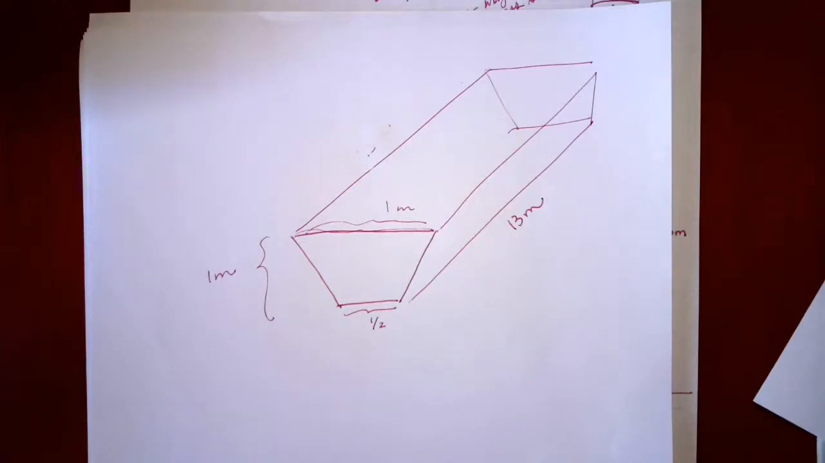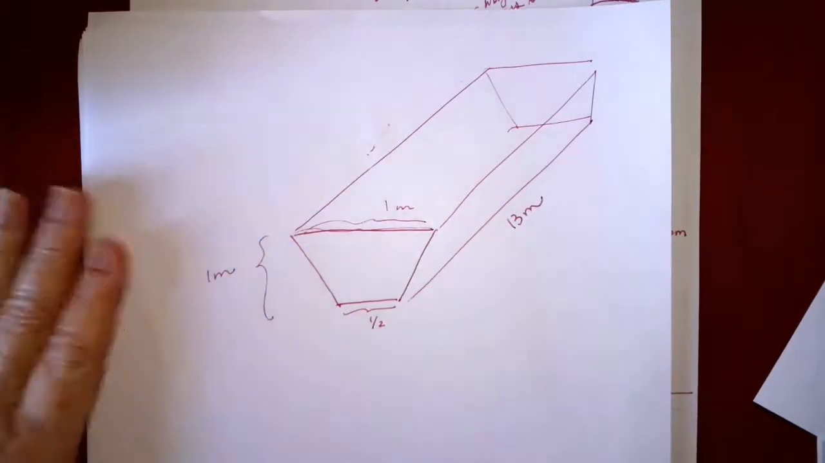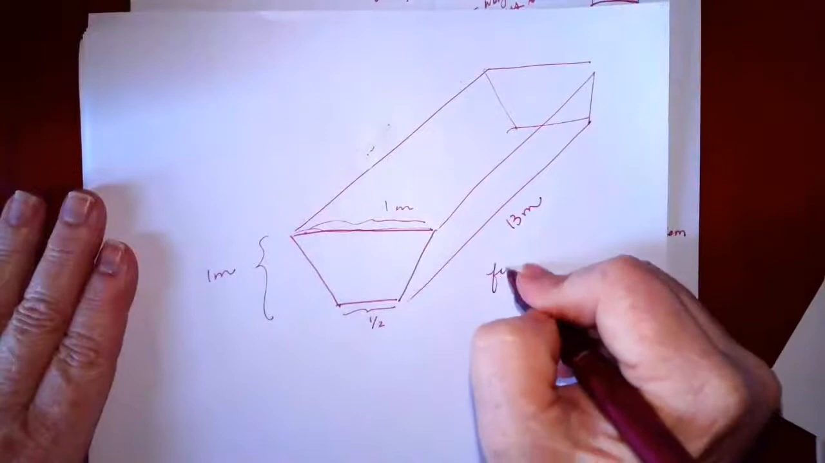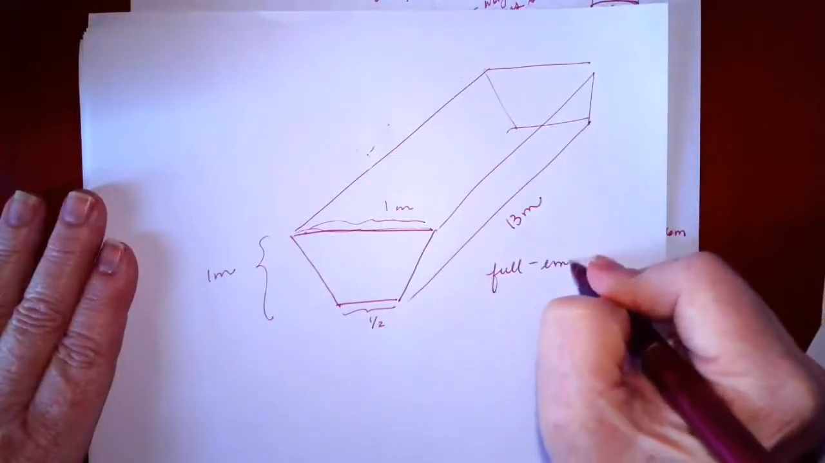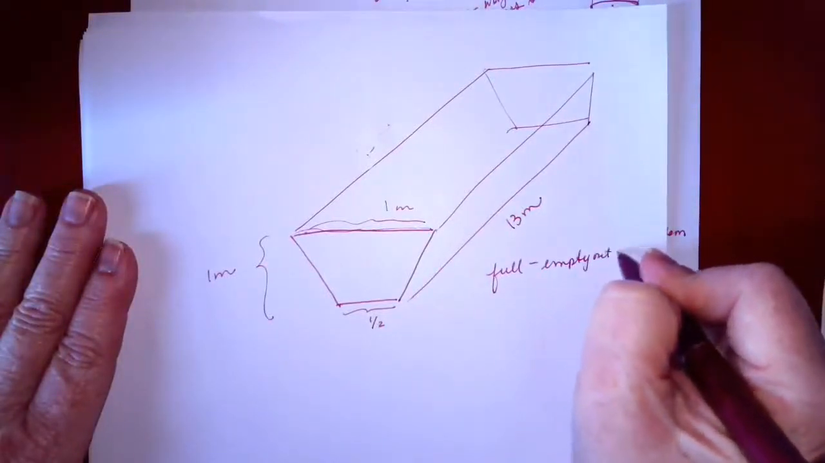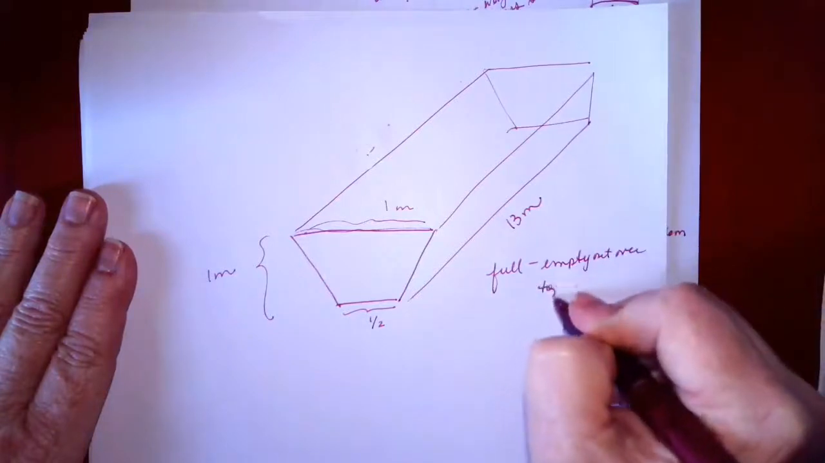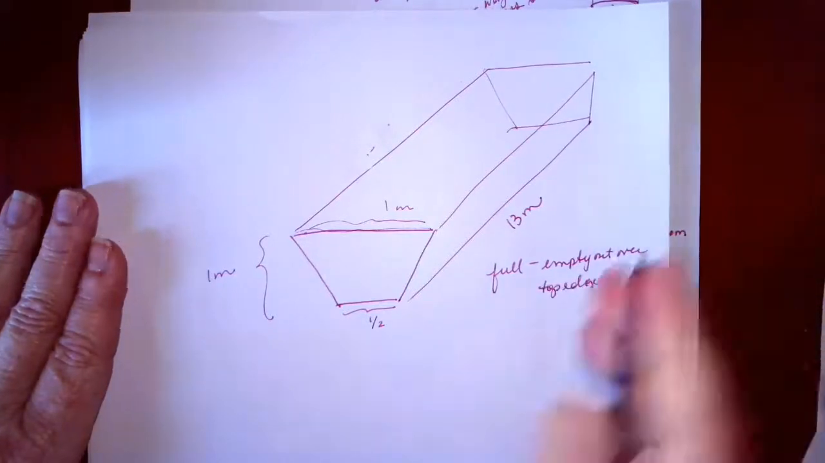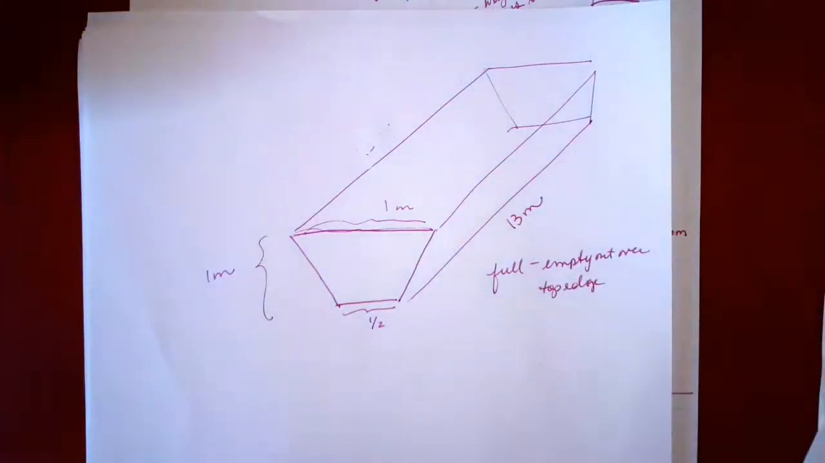So here's my trough, okay, and it's full. We want to empty out over the top, as opposed to, say, emptying it out by pumping it a meter above the top or something like that.